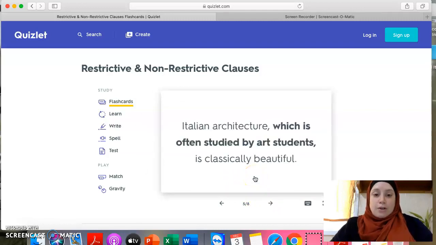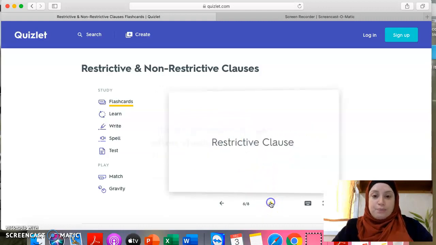"Italian architecture, which is often studied by art students, is classically beautiful." So again, we know that a non-restrictive clause is a clause where it's not necessary for the meaning of the sentence to be understood. So if we eliminate "which is often studied by art students," we get the sentence, "Italian architecture is classically beautiful."